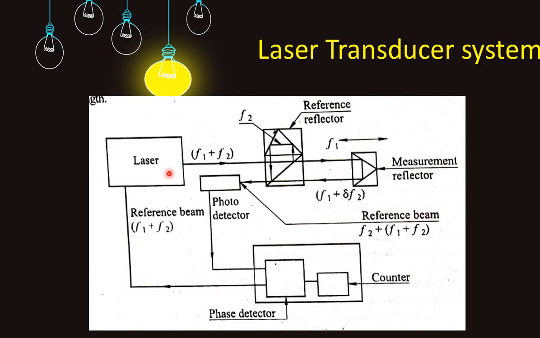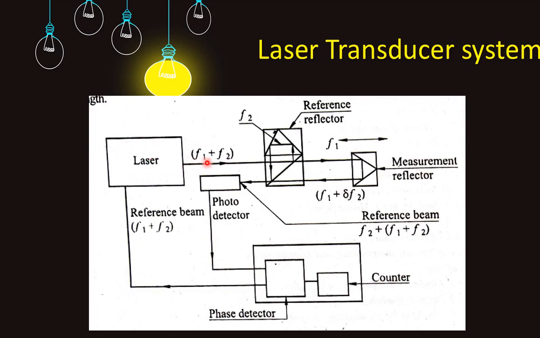First of all, let us check the figure of the laser transducer system. Okay, here is the figure. There are four main parts of the laser transducer system. The first one is laser, then interferometer, then reflector, and the last one is receiver. We will check all the parts one by one. The first one is laser.